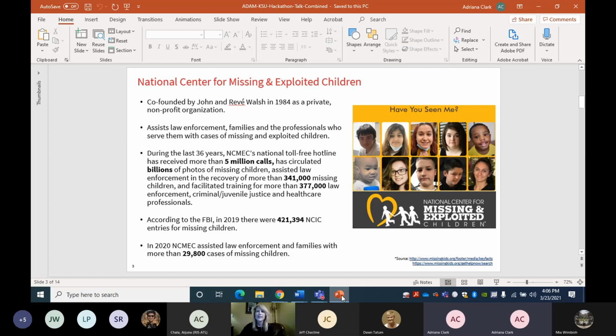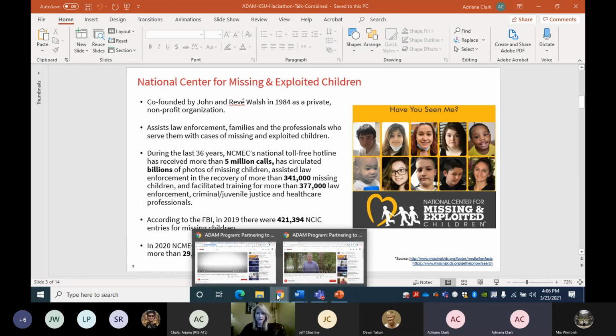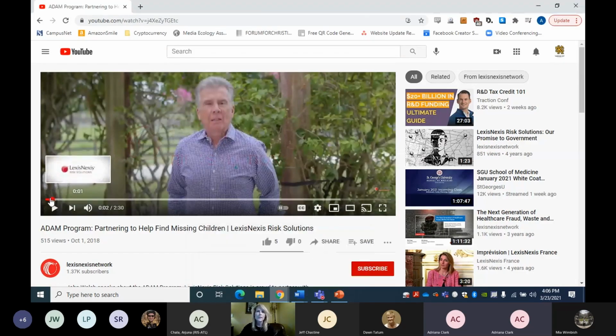This commitment ties nicely with our relationship with the National Center for Missing and Exploited Children, or NCMEC for short. In 1984, John and Reve Walsh, along with other child advocates, founded the center as a private nonprofit organization to serve as the national clearinghouse to assist law enforcement, families, and others with missing and exploited children. Here to share a little more about the issue, their mission, and how we got involved with NCMEC and the ADAM program is a short video from John Walsh.